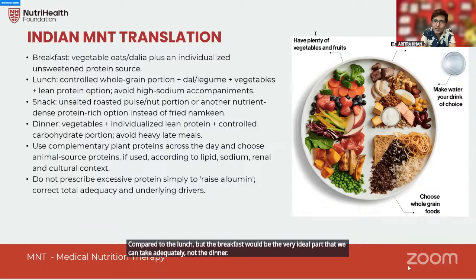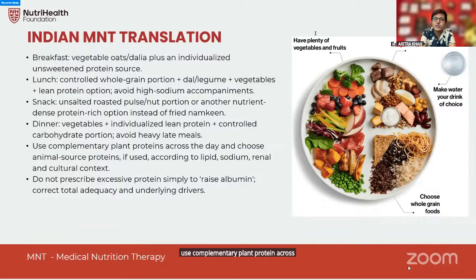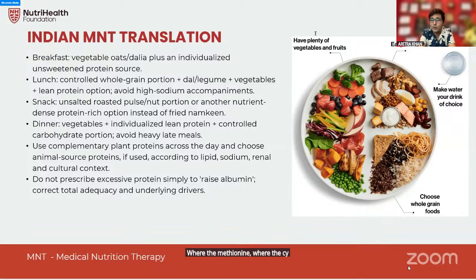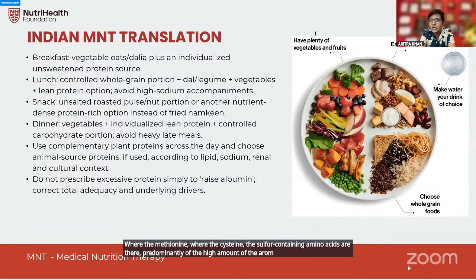Use complementary plant protein across the day, and choose animal source protein, if used, according to lipid, sodium, renal and cultural context. Yes, because plant protein is a good source of branched chain amino acids, whereas animal source protein has methionine and cysteine, the sulfur containing amino acids, predominantly with a high amount of aromatic amino acids. So we can get that kind of protein because animal protein is a complete protein.